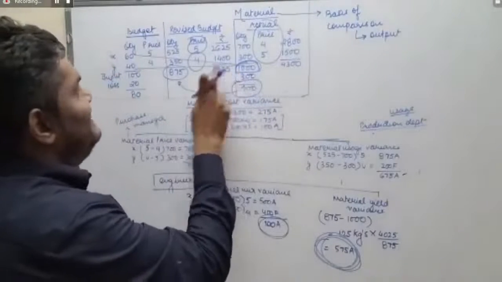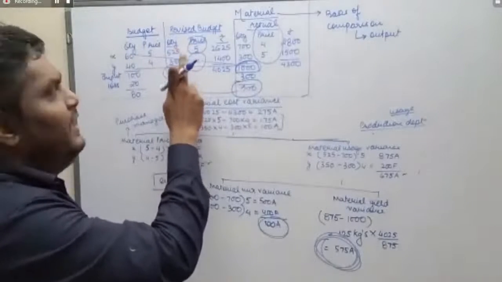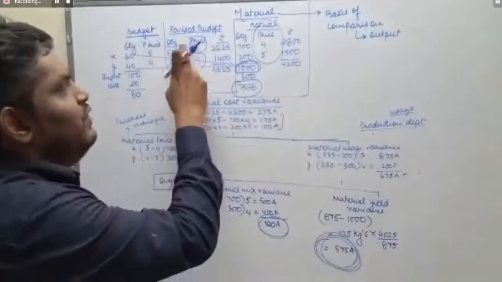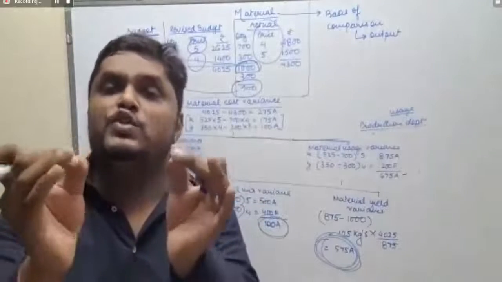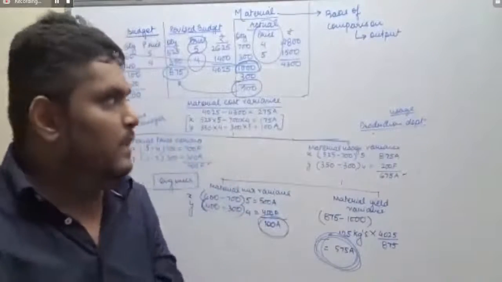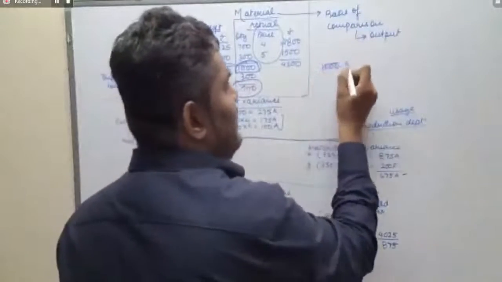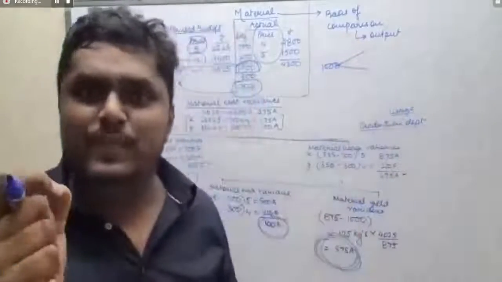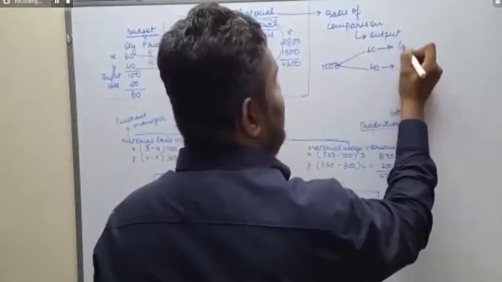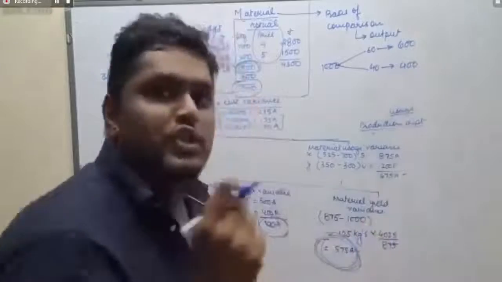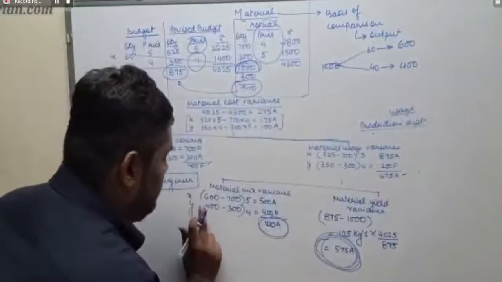Now the 1000 kg should be in the ratio of 60:40. If you want to cross check, this is again the ratio of 60:40. The management has advised that whatever inputs you make, it should be in the ratio of 60:40. The actual input is 1000, and as advised by the management, the mix should be 60:40, that is 600:400. So this should be the mix of usage of raw material.